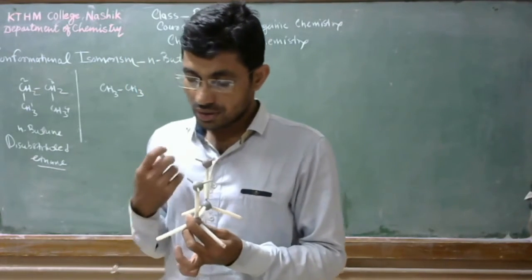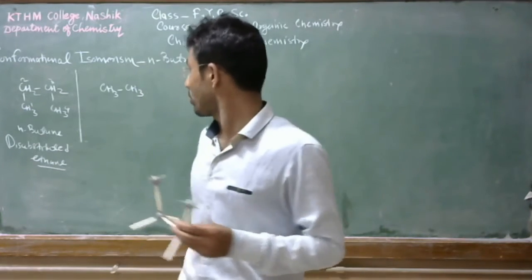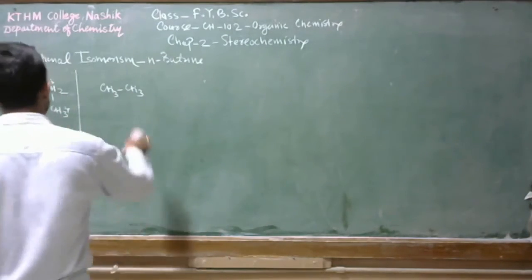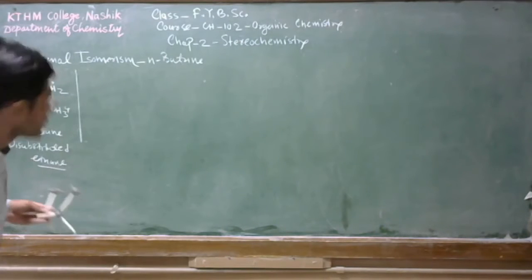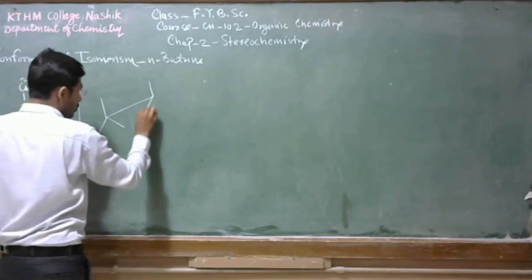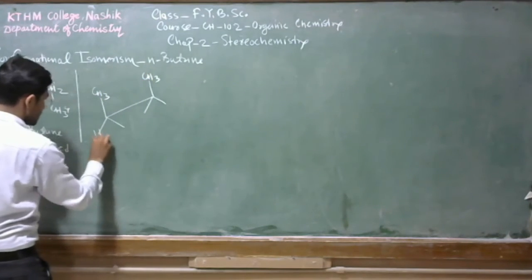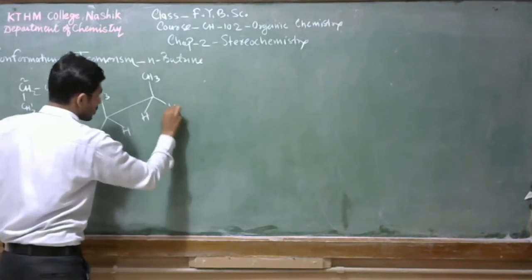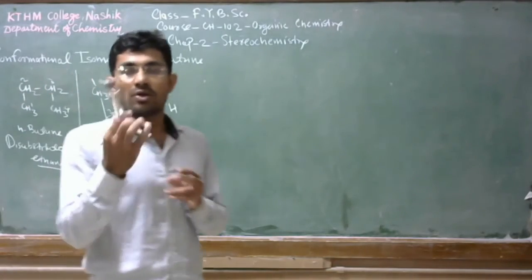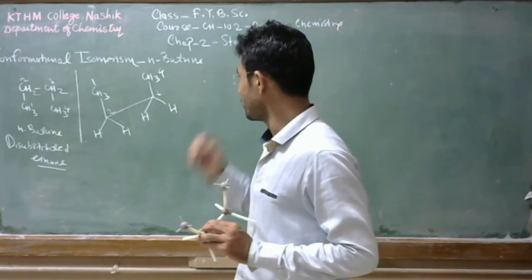So firstly, this n-butane molecule is considered in Saw's formula. This methyl group we consider above the plane, then like this. So 1, 2, 3 and 4. How many carbons? 4 carbons. So in this way we can write the Saw's formula of n-butane.